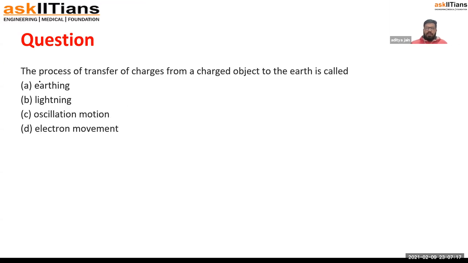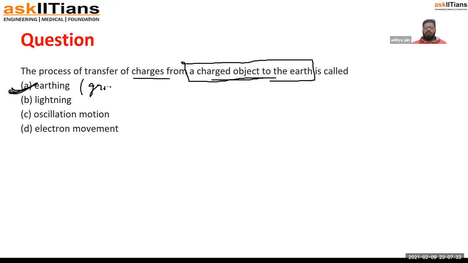Now next question. The process of transfer of charges from a charged object to the earth. Whenever you are transferring any charge from a charged object to the earth, that process is known as earthing or grounding. We have already seen that. I think this is clear.